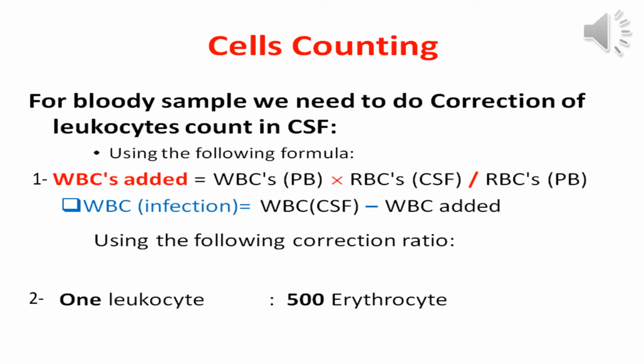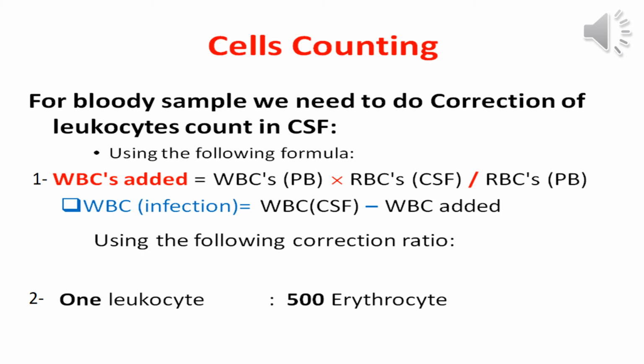Now here I will talk about cell counting in case you have a bloody sample. In a bloody sample we need to do a correction of the leukocyte count in the CSF. In this case we need to count both RBC and white BC. A bloody sample means that RBC is present, and normally there is no RBC in a CSF sample.